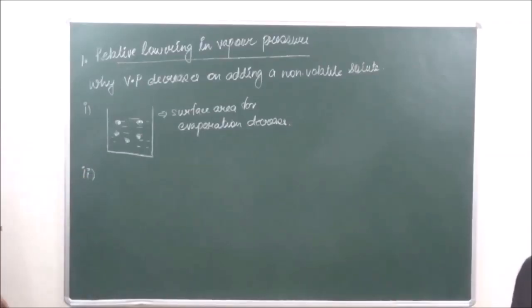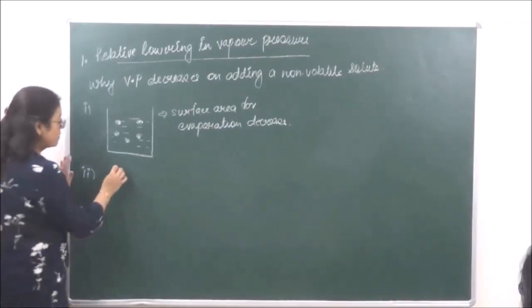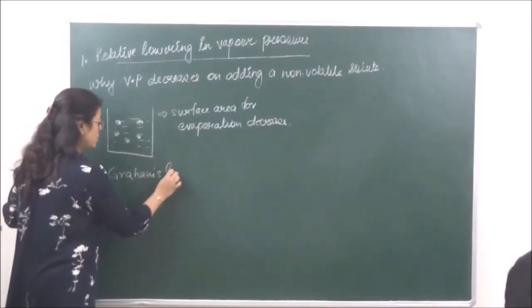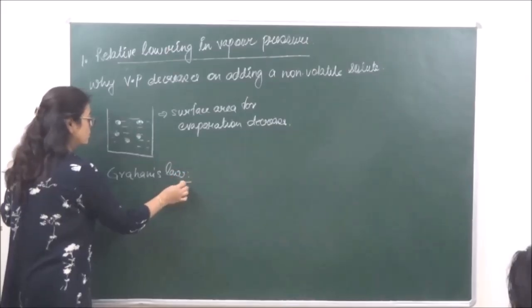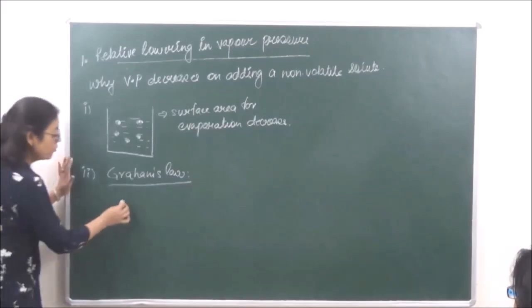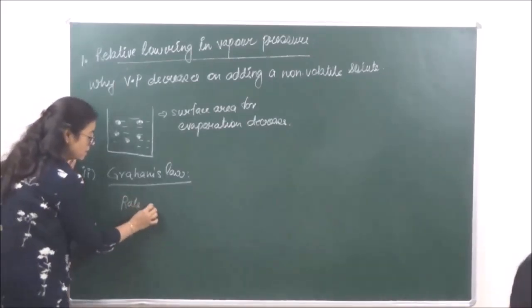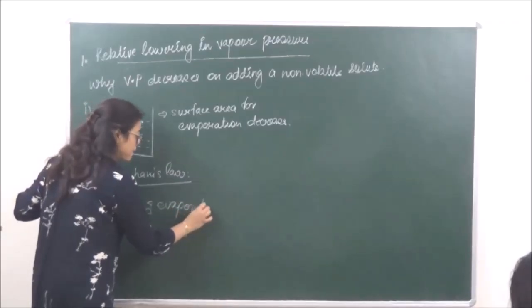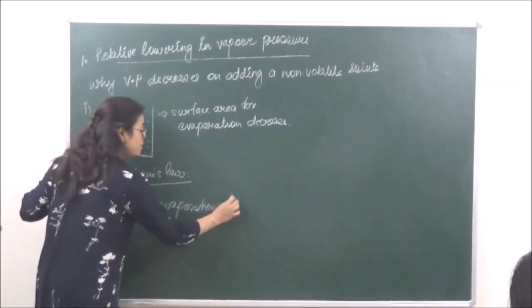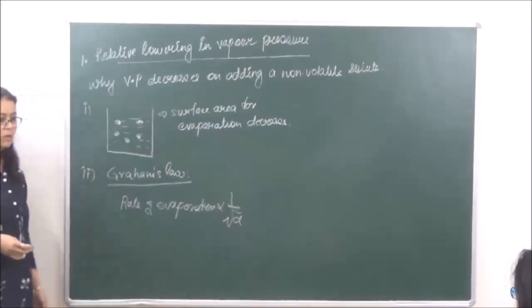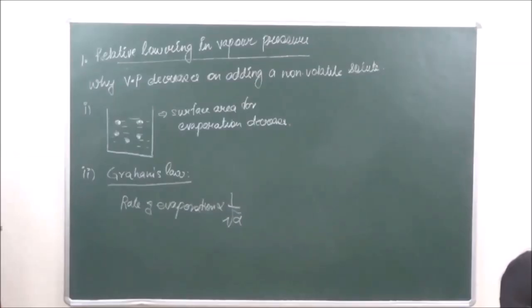There is a scientist, Graham. According to Graham's law, we know that the rate of evaporation is inversely proportional to the square root of density. Okay, rate of evaporation is inversely proportional to the square root of density.